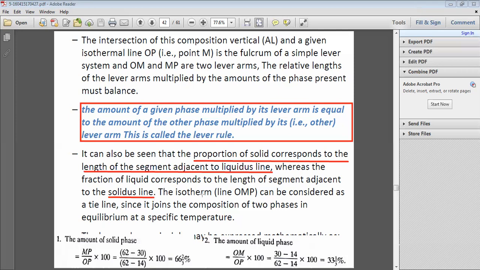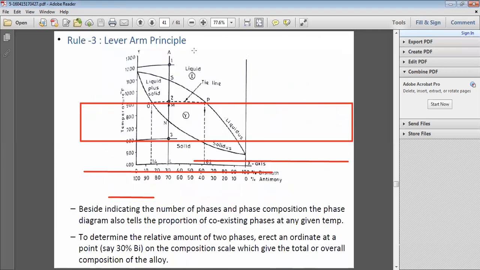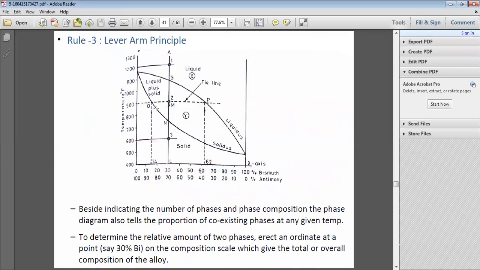The isotherm OMP can be considered a tie line since it joins the compositions of two phases in equilibrium at a specific temperature. So if we see over here, the isotherm OMP is a tie line. Reason being, OMP is a tie line because it is considering two phases.